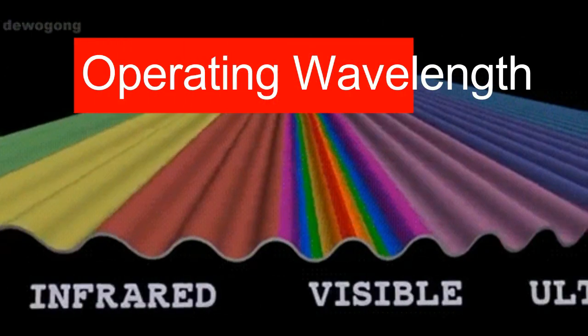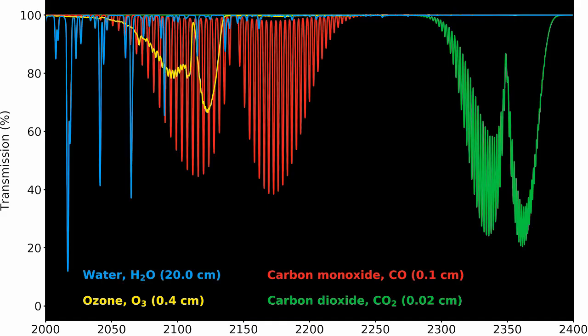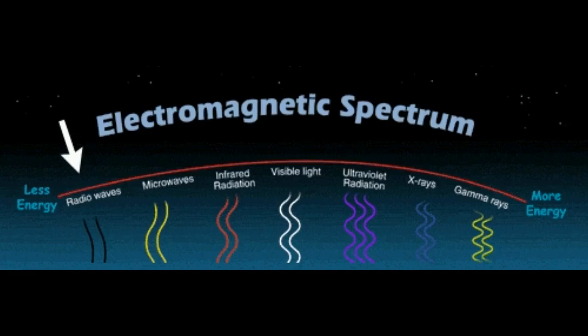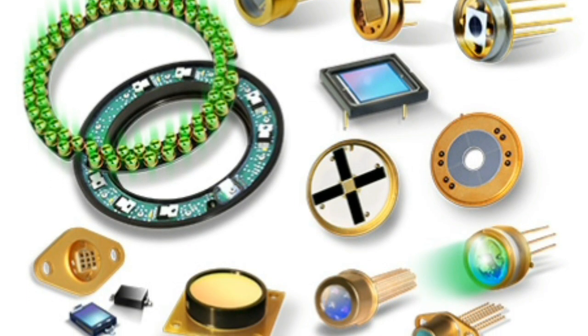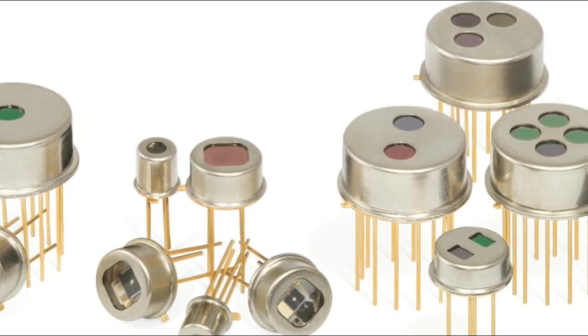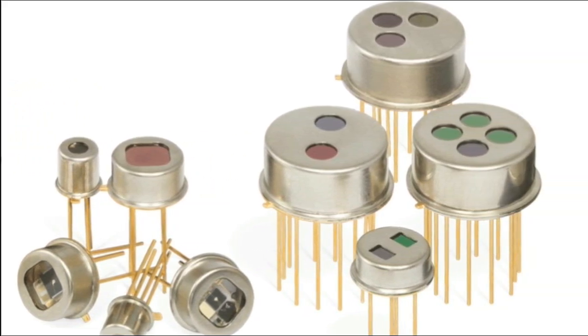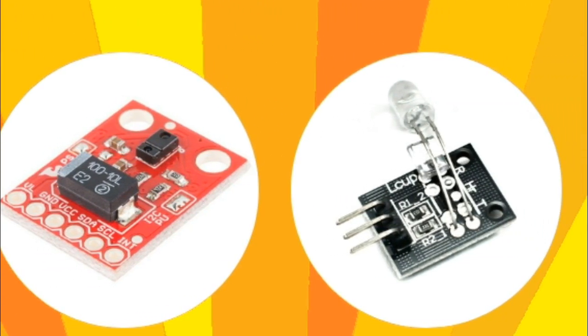Operating wavelength. The operating wavelength of an IR sensor determines its sensitivity to various segments of the infrared spectrum. It signifies the range of infrared radiation wavelengths to which the sensor is responsive, typically specified in nanometers or other wavelength units. Depending on the specific application, other specifications may also be relevant for an IR sensor. Therefore, when choosing an IR sensor, it is crucial to carefully consider the required specifications to ensure its suitability for the intended use.